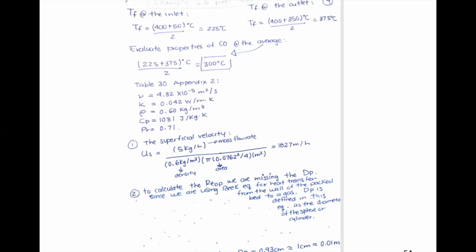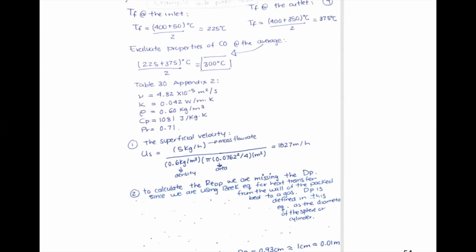This is because we have two different temperatures, inlet and outlet. Typically, we are just given the inlet, but this problem provides us two, so we can get the film temperature at 300 K for CO. And you have Table 30, Appendix 2 in your 8th edition of the Kreith, so you can read for CO at 300 K the kinematic viscosity, thermal conductivity, density, heat capacity, and the Prandtl number.